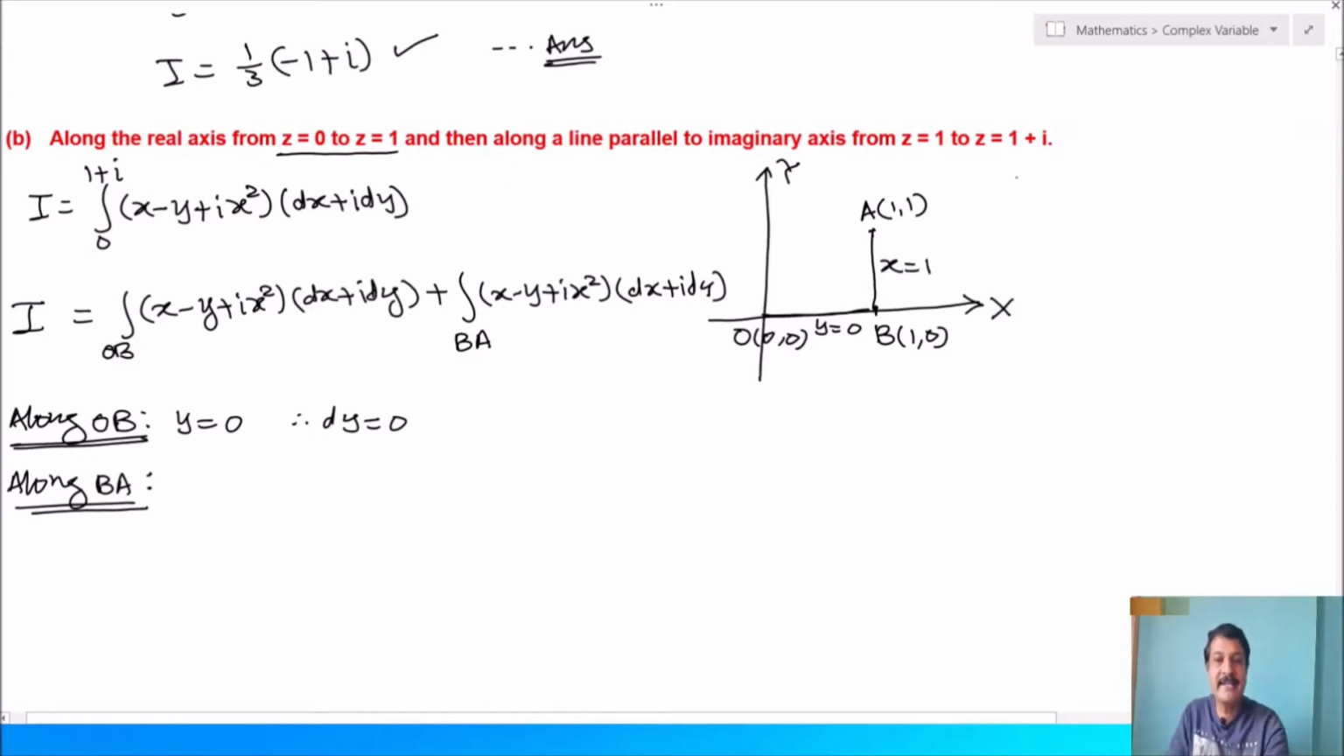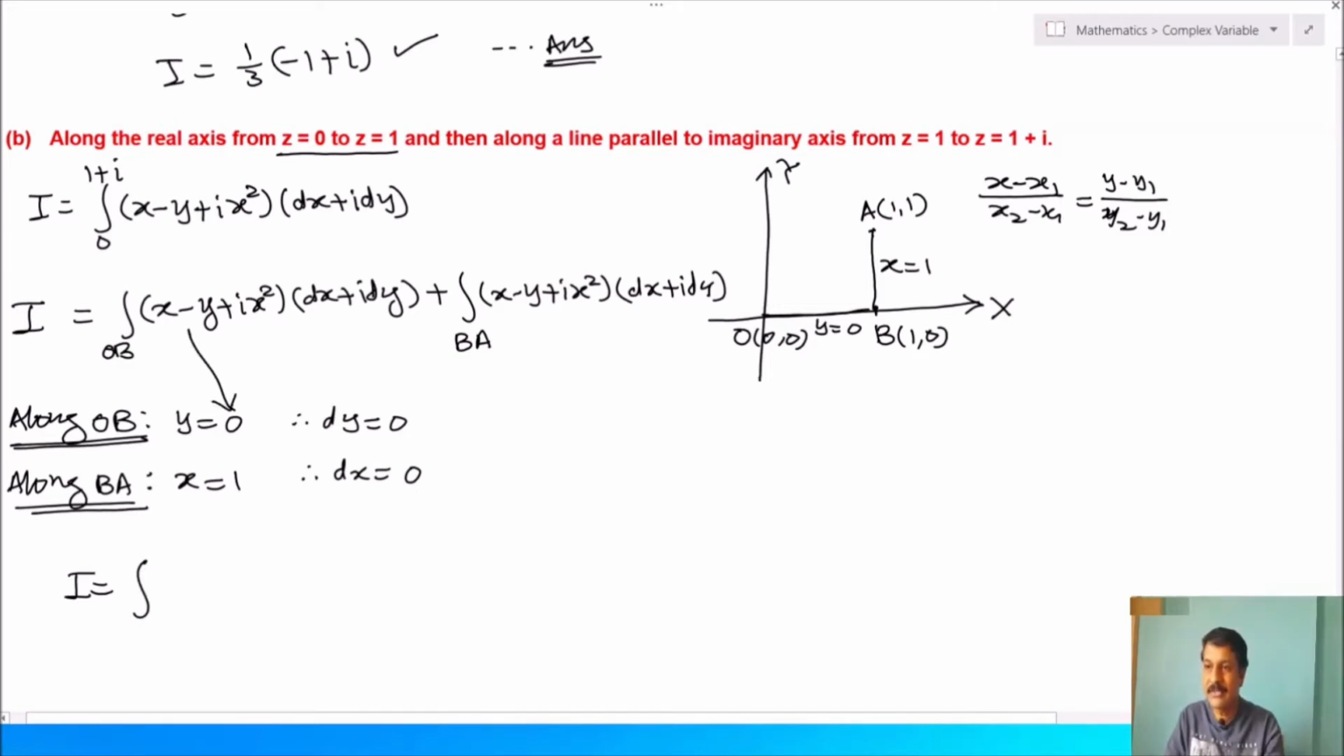If you are not getting it directly, then substitute the values in this equation, that is (x minus x1) upon (x2 minus x1) equal to (y minus y1) upon (y2 minus y1). Take the first points (0, 0) and (1, 0), and substitute these values as x1, y1 and x2, y2. Similarly for the second. So, here I am getting x equal to 1. Therefore, what is dx? The derivative of 1 is 0. So, use the first value in this integral and the second value in this integral. What do we get? We get I equal to the integral. Here in the first, I am using this part, where y equal to 0 and dy equal to 0.